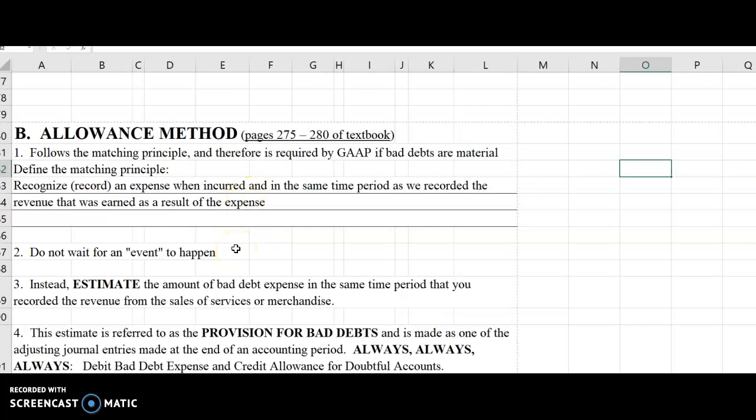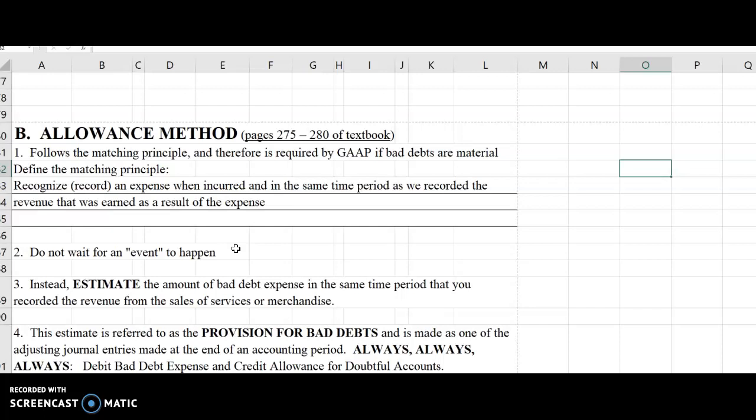Hi again. When we left off in our last video, we finished talking about the direct write-off method to account for bad debts and accounts receivable. And we made it pretty clear that the direct write-off is not acceptable by generally accepted accounting principles. So let's talk about the allowance method.